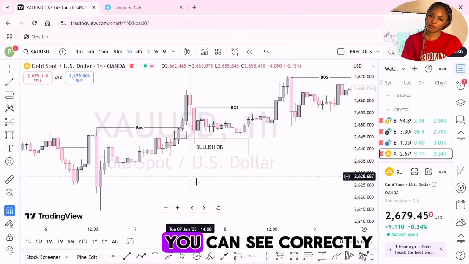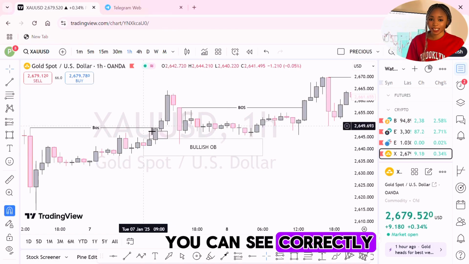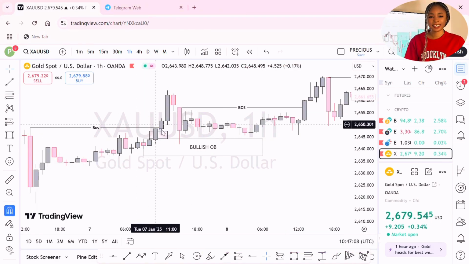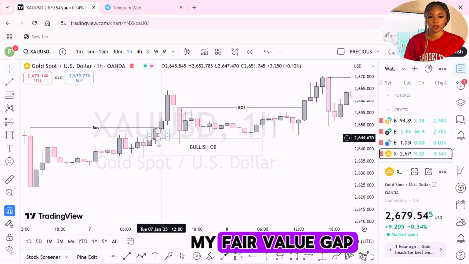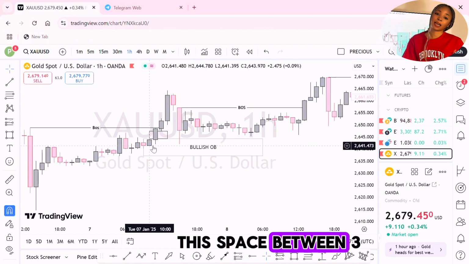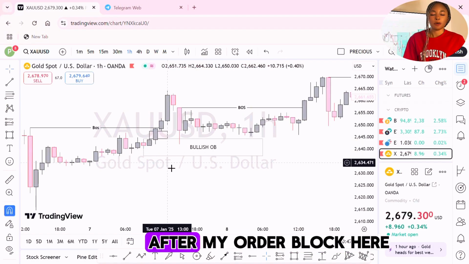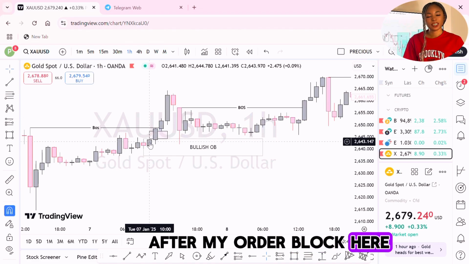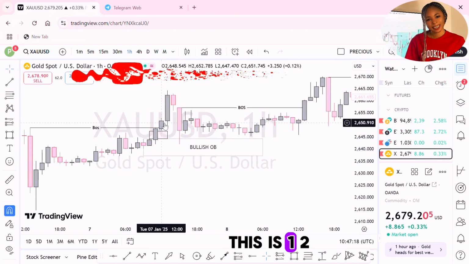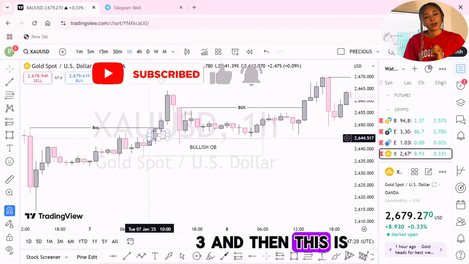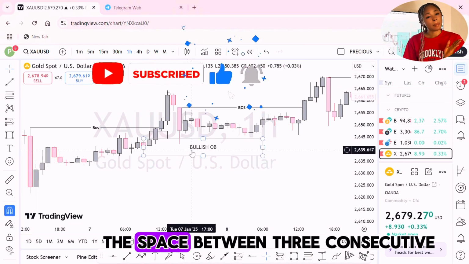If you can see correctly, adjust it again. So this right here is my fair value gap. The space between 3 consecutive candles after my order block here. This is 1, 2, 3, and then this is the space between 3 consecutive candles.